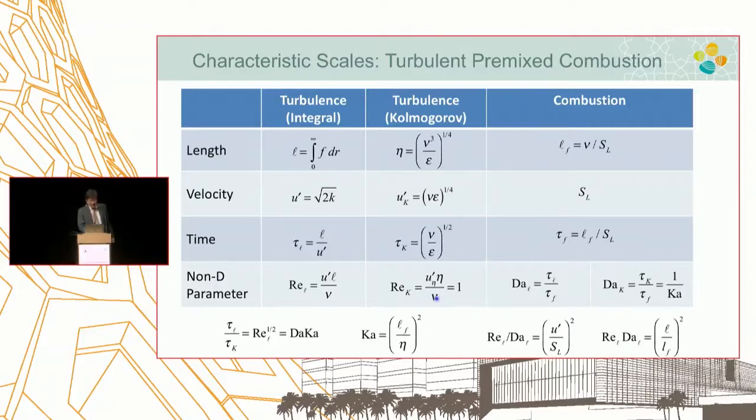One important thing to remember is that the length scale ratio and time scale ratio between the integral scale and the Kolmogorov scale scale with the Reynolds number to the square root. This means the larger the Reynolds number, the bigger the scale disparity gets, both in terms of length scale as well as time scale.